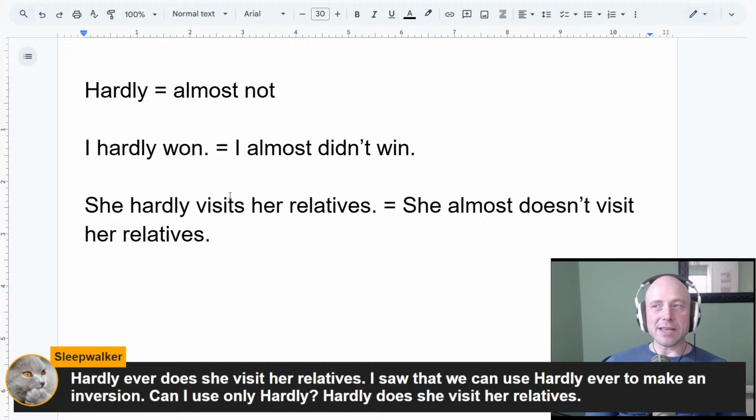So if we don't have ever, it's like you take out the aspect of frequency and it becomes more about success. Does she succeed in visiting her relatives? And you're saying like, oh, she almost fails, but she does it, you know? However, you will hear people say stuff like that.